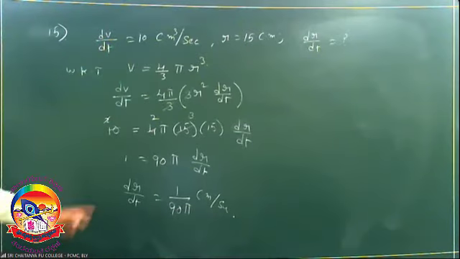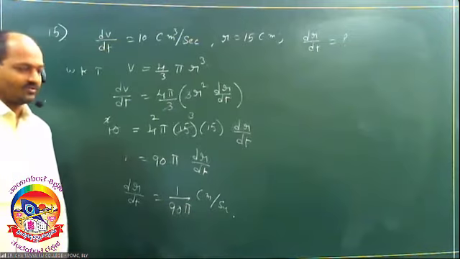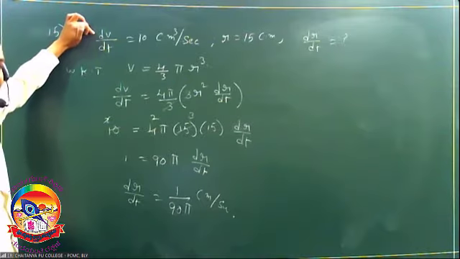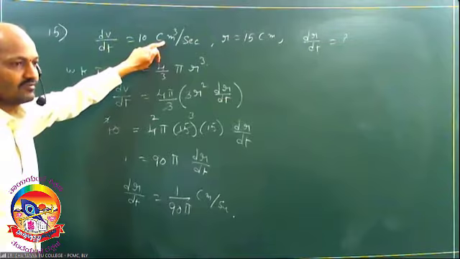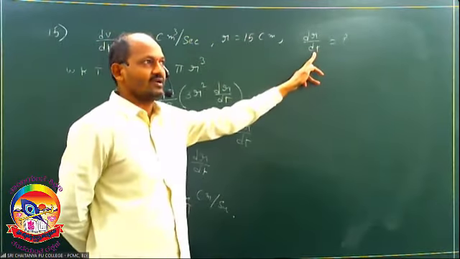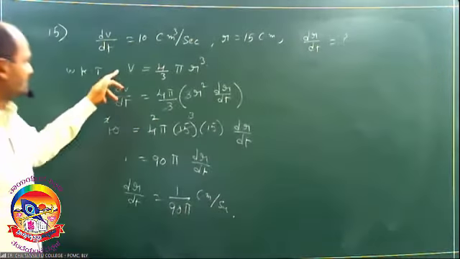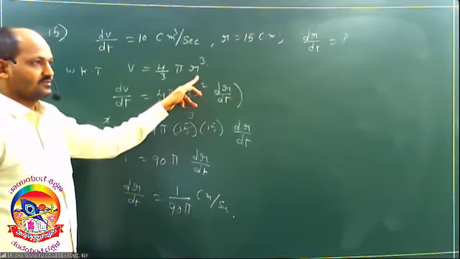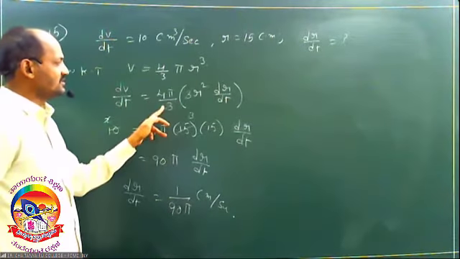The rate of change of radius of the air bubble is 1 by 90 pi centimeter per second. The rate of change of volume of a bubble is given as 10 cubic centimeter of gas per second, the radius is given as 15 centimeters, then find the rate of change of radius of the air bubble. So first, the volume of the bubble, a sphere, is 4 by 3 pi r cubed. Then find the differentiation dV by dt. 4 pi by 3 is a constant.